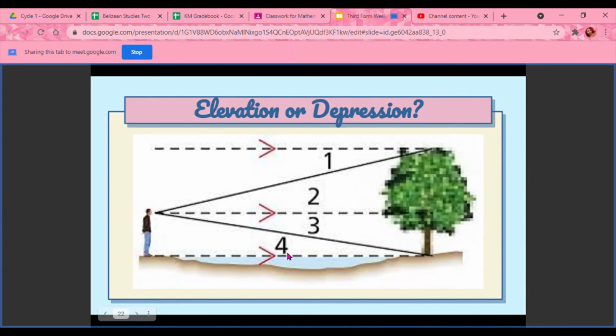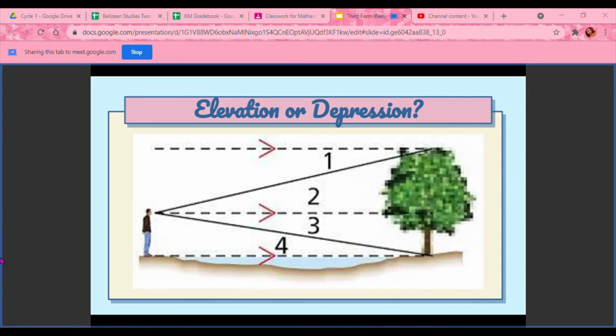Now I have this broken line and I have to look up so that I create angle number 4. What kind of angle is that? Elevation. Very good. So I have an angle of depression, an angle of elevation, an angle of depression, and an angle of elevation. I have 4 different angles in the same diagram.